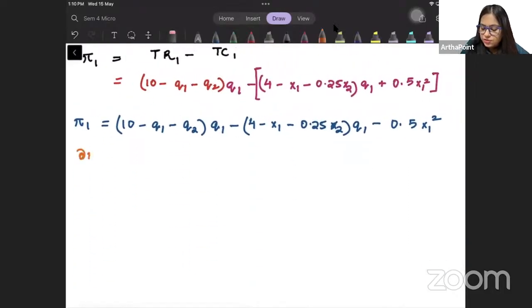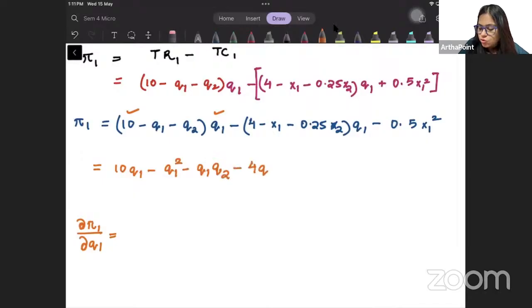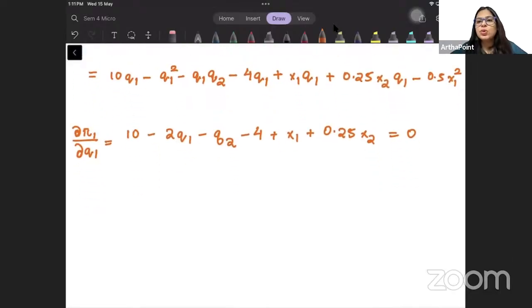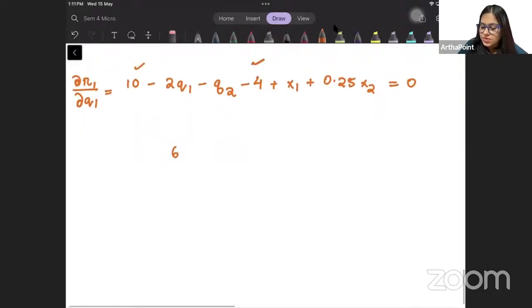If I differentiate this profit function with respect to Q1, what will I get? Let me do a step in between. This will be 10 Q1 minus Q1 square minus Q1 Q2 minus 4 Q1 plus X1 Q1 plus 0.25 X2 Q1 minus 0.5 X1 square. I've just opened this up so that you find this easy. Now differentiate: 10 minus 2Q1 minus Q2 minus 4 plus X1 plus 0.25 X2 equal to 0. I am differentiating with respect to Q1. So what will I get, beta? 10 minus 4 is 6, minus 2Q1 minus Q2 plus X1 plus 0.25 X2 is equal to 0.